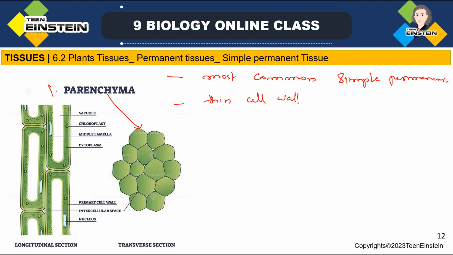Okay, this is the longitudinal section and this is a transverse section. Here you can see the cell walls are very thin, and these are unspecialized cells. Generally, they are unspecialized cells and they have very thin cell wall. And these are living cells. Which one? Parenchyma. They are living cells.